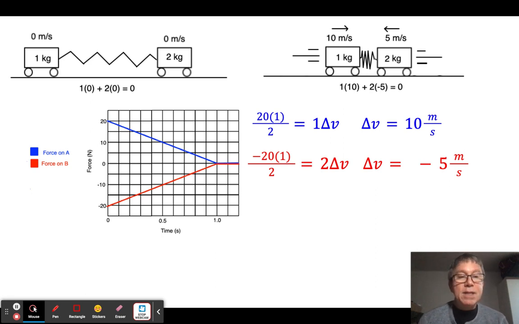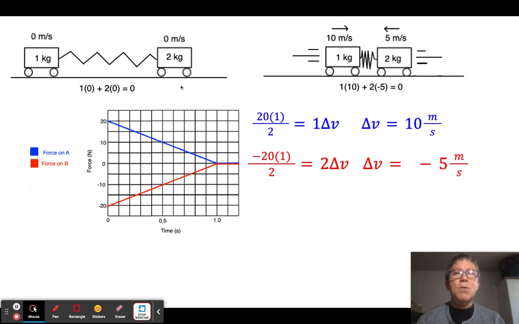Now let's change the mass of the objects because then it starts to become a little bit less obvious to most students. So I'm going to do the exact same thing. I have that same spring stretched between them. It's going to apply its force for the same amount of time, but there's going to be a difference. In this case, what's going to happen is this: positive 20 times 1 over 2 still gives me 10. And so it's going to acquire 10 meters per second in the positive direction.